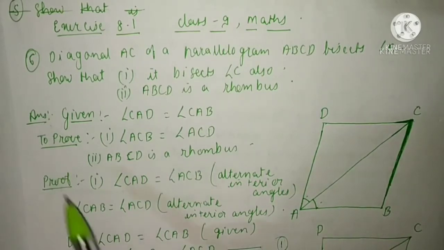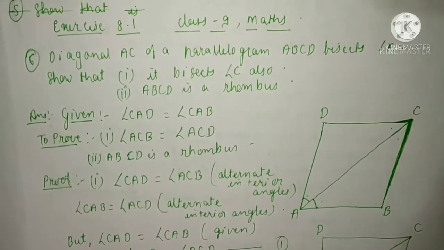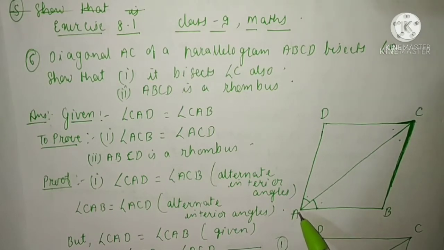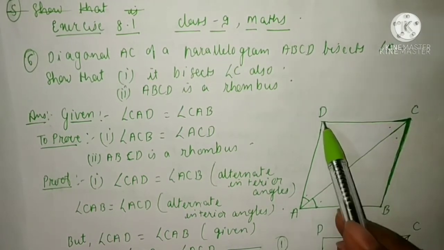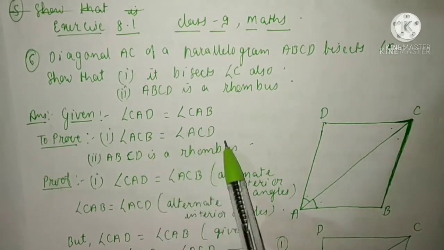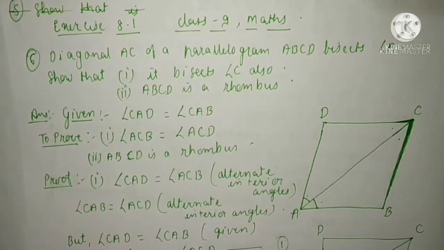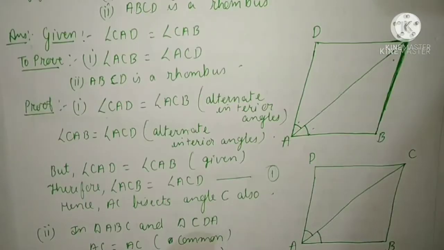Okay, then to prove, what we have to prove? It bisects angle C also. That means we have to prove this angle is equals to this angle. So, in first part we will write angle ACD is equals to angle ACB. Okay, ACB is equals to ACD. Then in second part we have to prove that ABCD is a rhombus. Now let's see the proof.